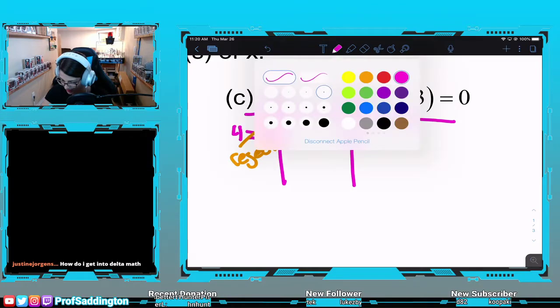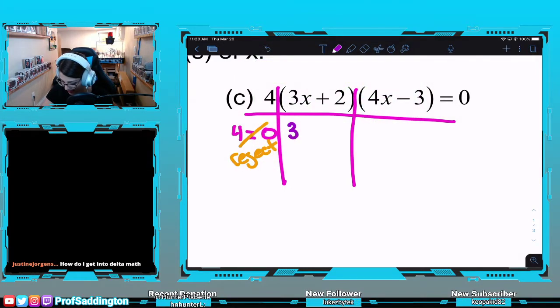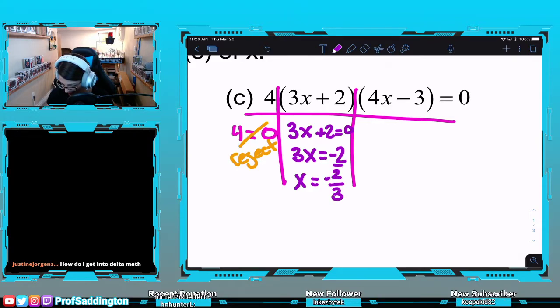So the next, I'll change the color. We'll do 3x plus 2 equals 0. And then I got to solve for x. So we're going to subtract 2 first. And then we're going to divide by 3. So we get negative 2/3 as one of the roots.